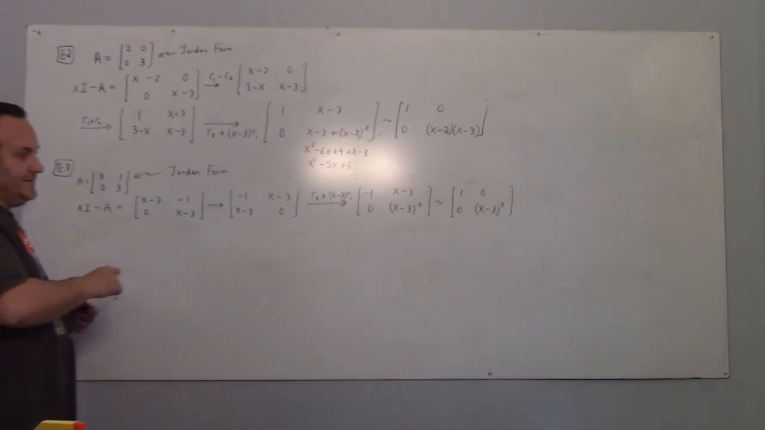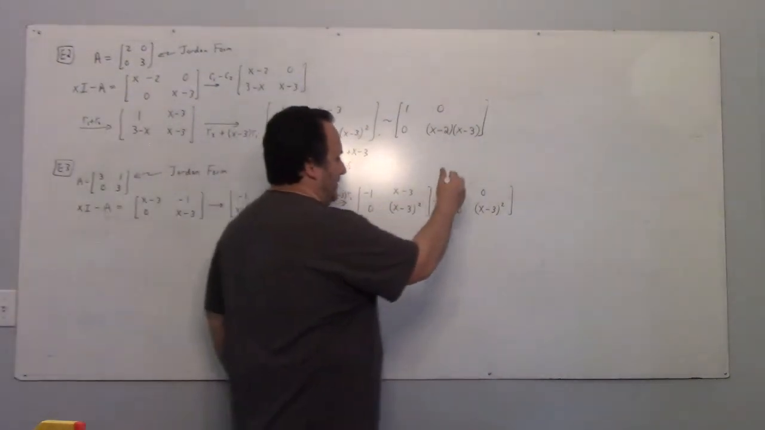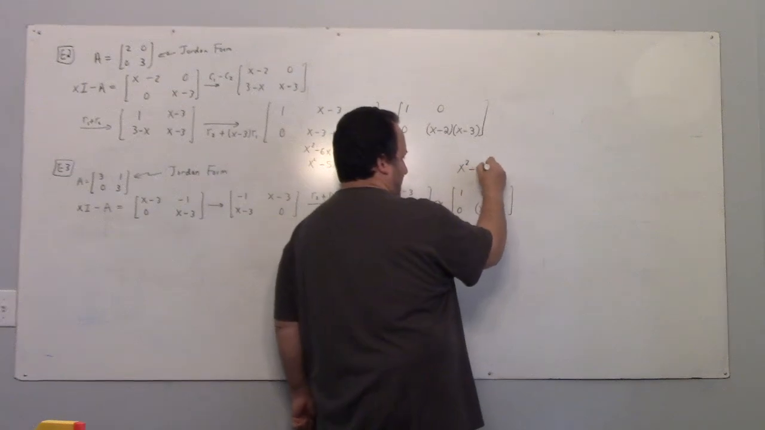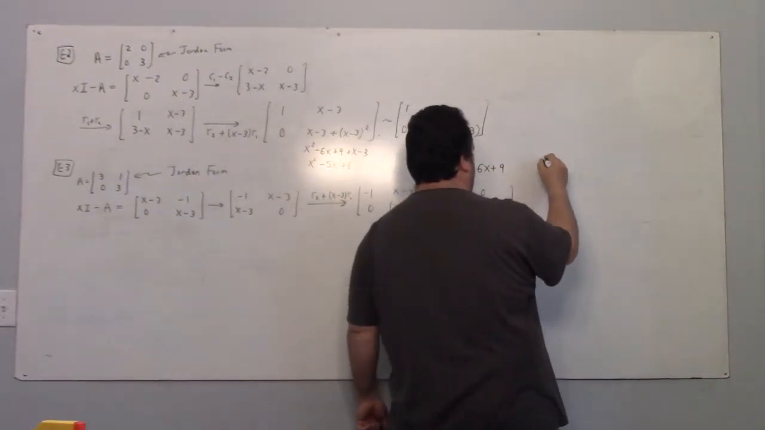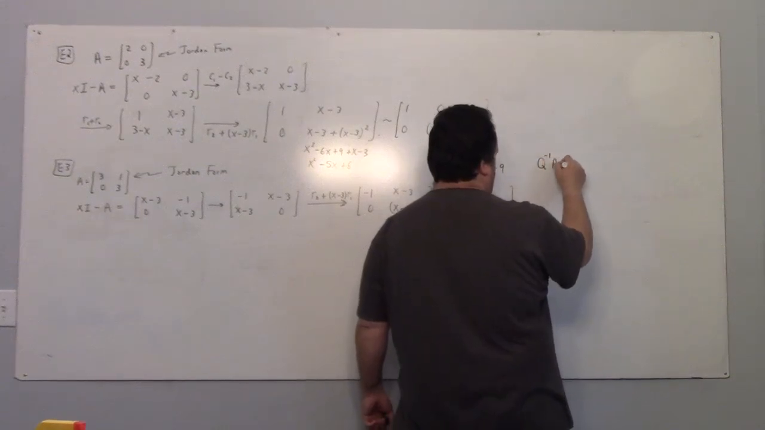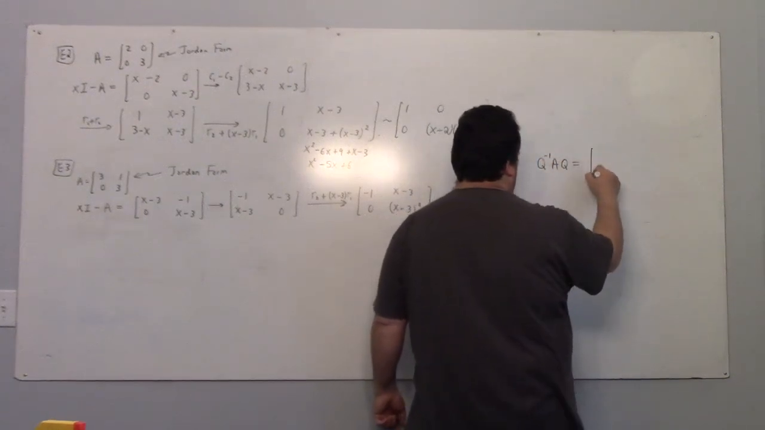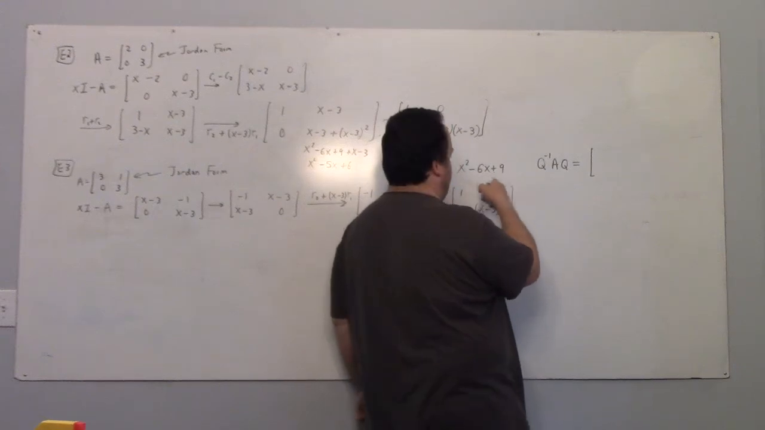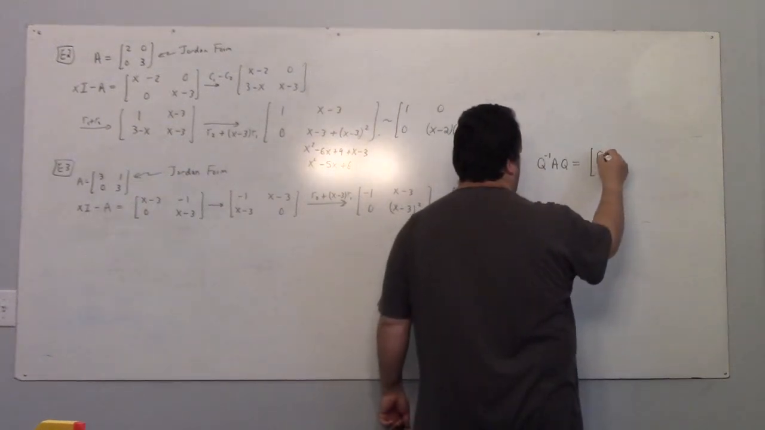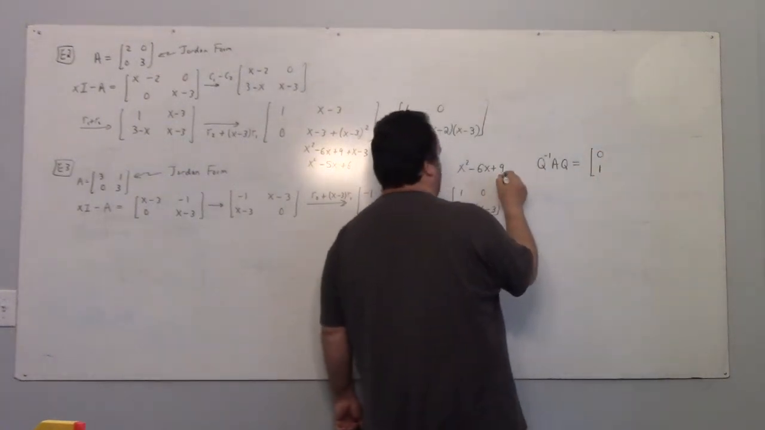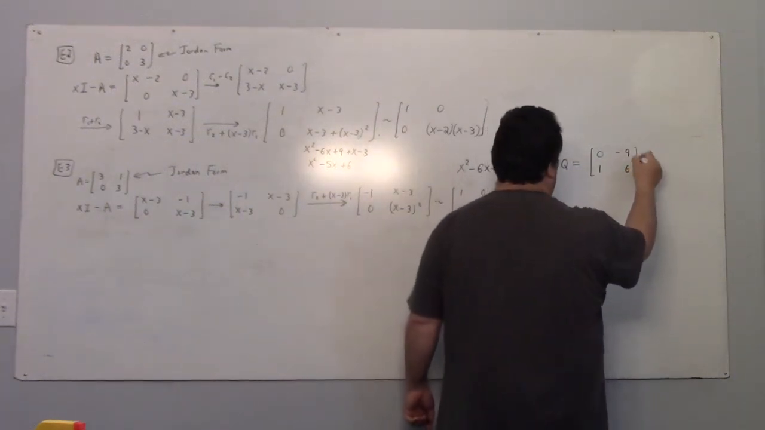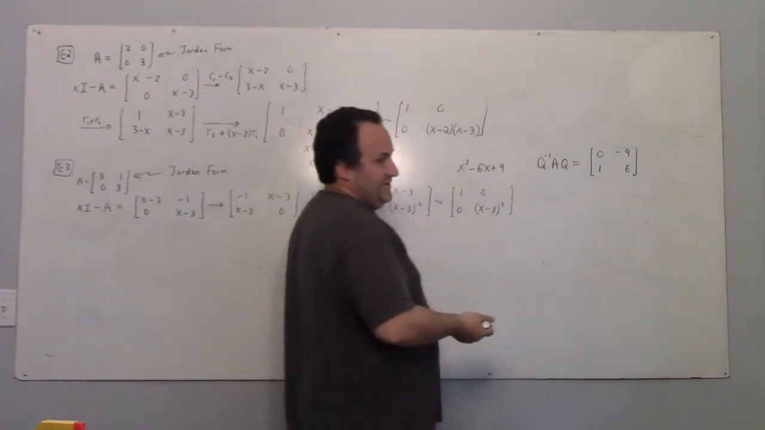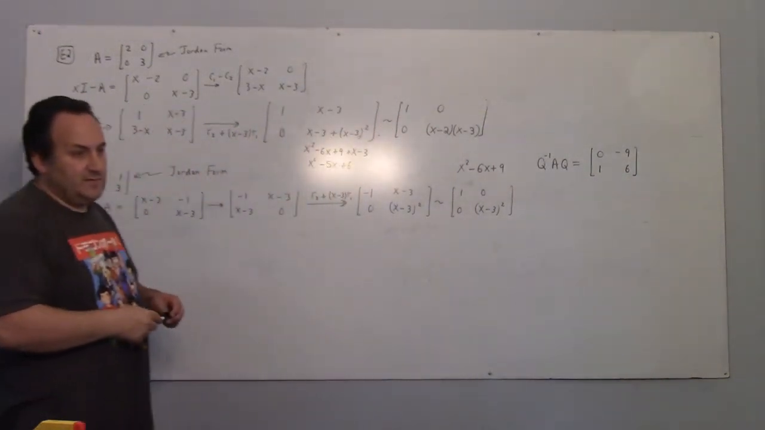But this, of course, is x squared minus 6x plus 9, right? So the rational canonical form of this matrix is just the companion matrix of this silly thing, which is 0, 1, minus 9, 6. There you go. This is the silly rational canonical form for this matrix.